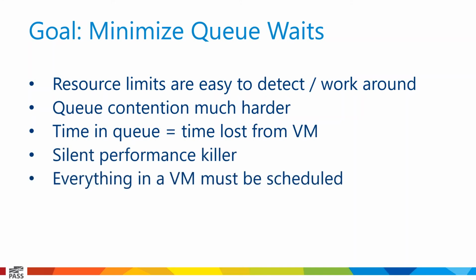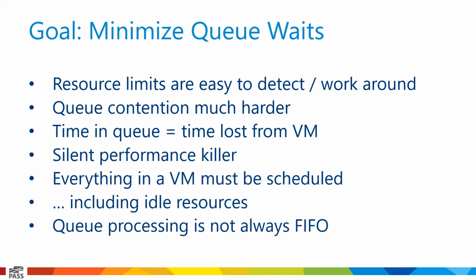Every single thing in that virtual machine must be scheduled into these queues, and it's really interesting to figure out here that even idle resources can slow you down. The hypervisor will actually go through and detect if something's really busy or something's really idle. It can actually have things jump around in the queues. So it's not always first in, first out, which gets really fascinating real fast.